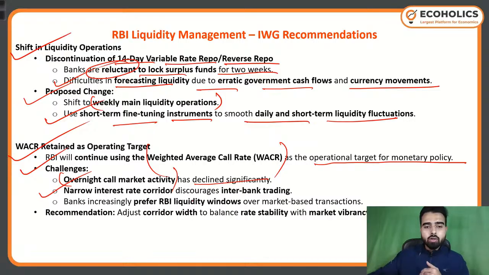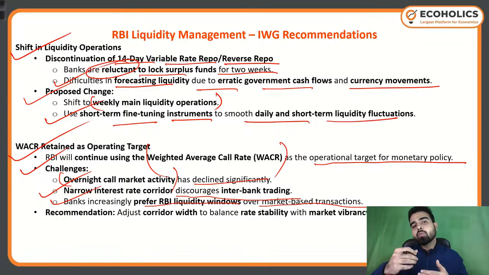Narrow interest rate corridor discourages interbank trading. Banks increasingly prefer RBI liquidity windows over market-based transactions. Banks are trying to evade this call market and notice market. They are trying to be more dependent on RBI liquidity windows. So here what they are saying is, try to change the pattern, try not to follow this kind of pattern. Okay? Stick to short-term fine-tuning instruments.